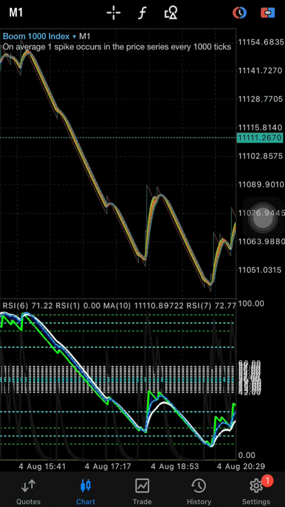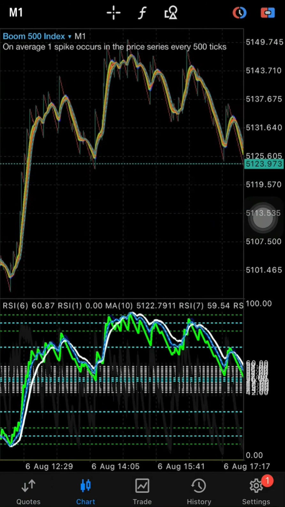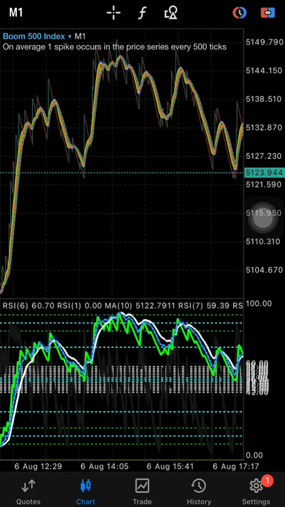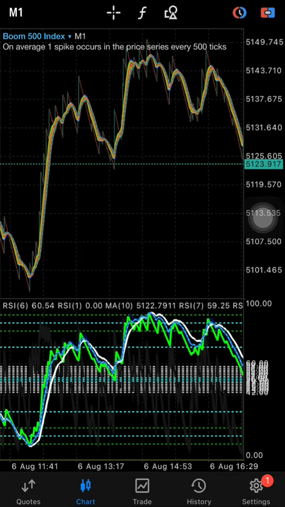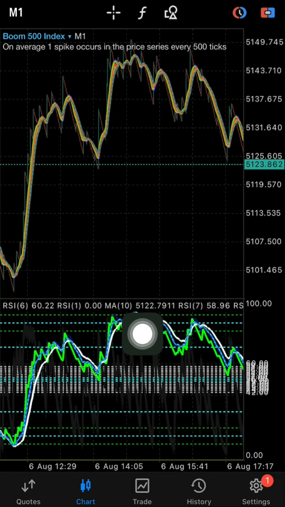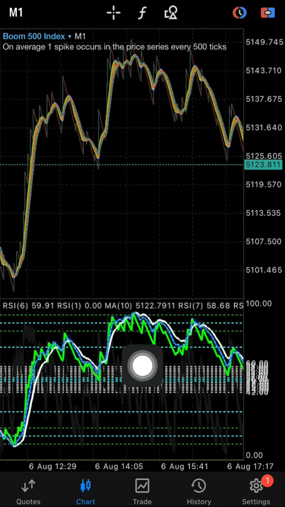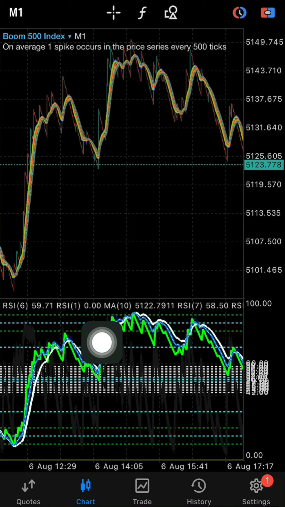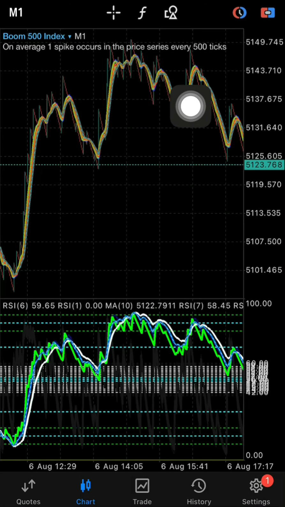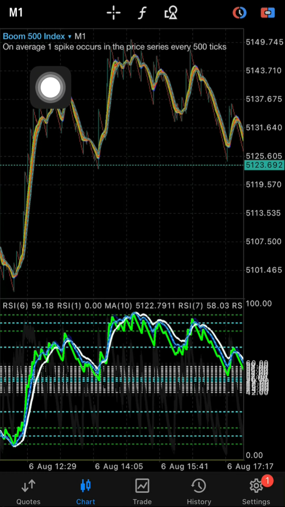So let me check another one. Maybe this is Boom 1000. Let's check Boom 500. Okay. Wow, can you see this? So yeah, this is an entry for a sell trade. All the moving averages converged at this zone. This one is also around the 0 and 100 level here. It gave you an entry, but you will not enter because of what? Because of this resistance here. The resistance in the middle.